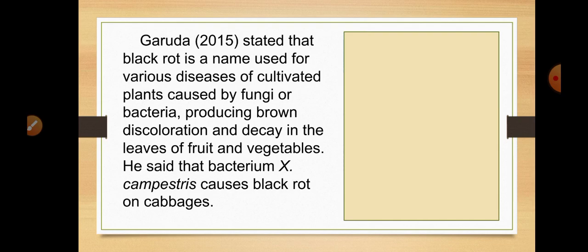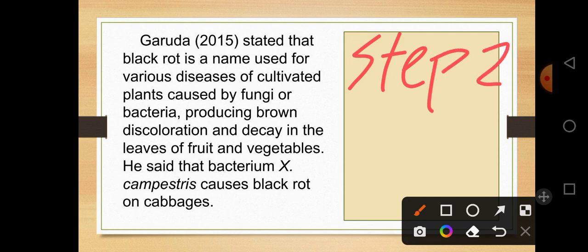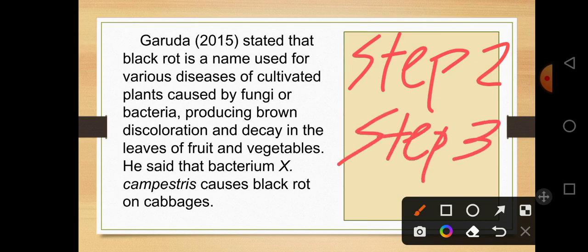Garuda 2015 stated that black rot is a name used for various diseases of cultivated plants caused by fungi or bacteria. Okay, remember class that we said earlier that the step 2 of writing the research introduction must be supported by our step 3. Okay? So, this last part is connected to the second step of our move 1.